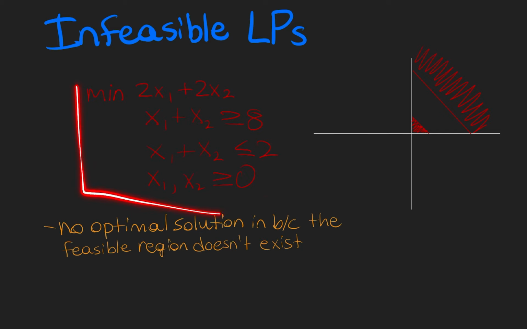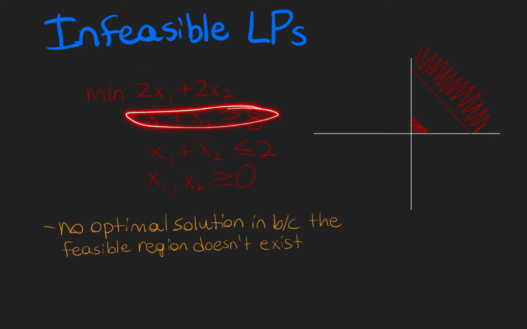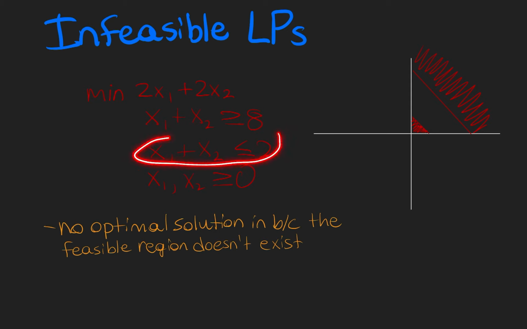Here is a formulation I have given you of a linear programming model. We're minimizing this objective function right here. This constraint says that x1 plus x2 has to be greater than or equal to 8. This constraint says that x1 plus x2 has to be less than or equal to 2. And this constraint is a non-negativity constraint for the variables x1 and x2. Now, if you graph this and try the graphical approach for this linear program, you may notice something strange.